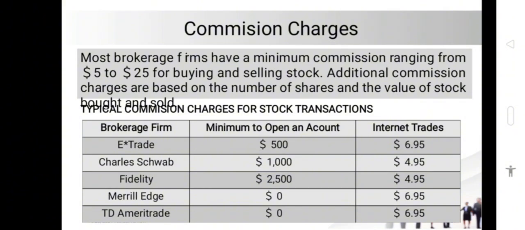The minimum to open an account for E-Trade is $5,000, Charles Schwab $1,000, Fidelity $2,050. Then Merrill Edge and TD Ameritrade are $0. Their internet rates are: E-Trade 6.95, Charles Schwab 4.95, Fidelity 4.95, Merrill Edge 6.95, and TD Ameritrade 6.95.